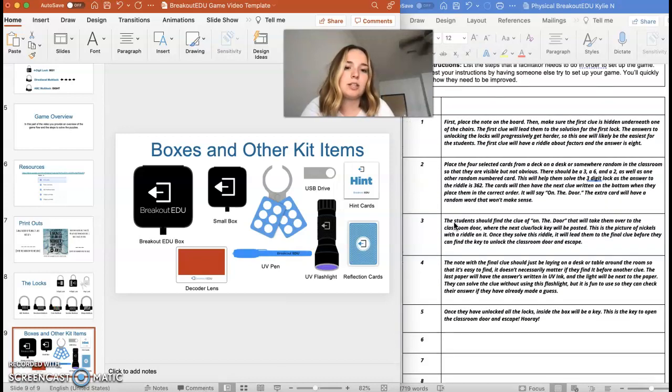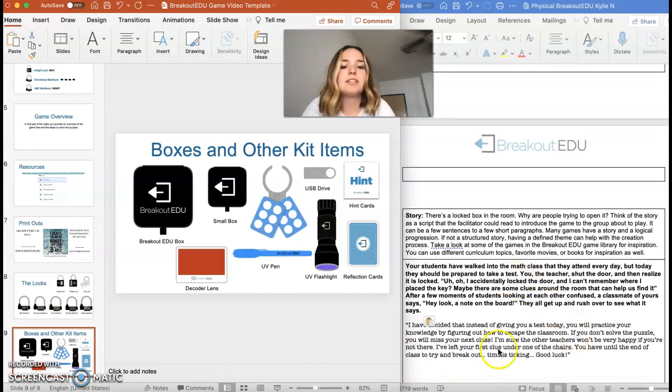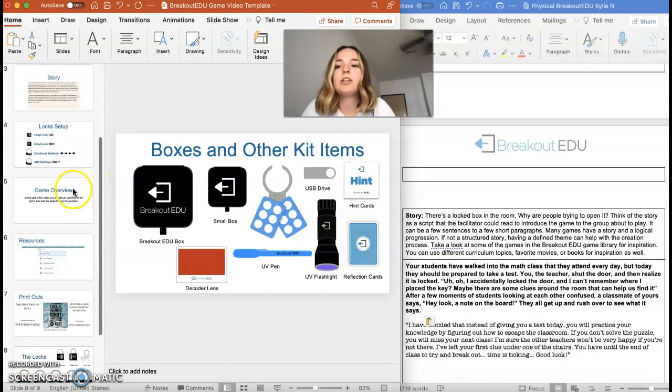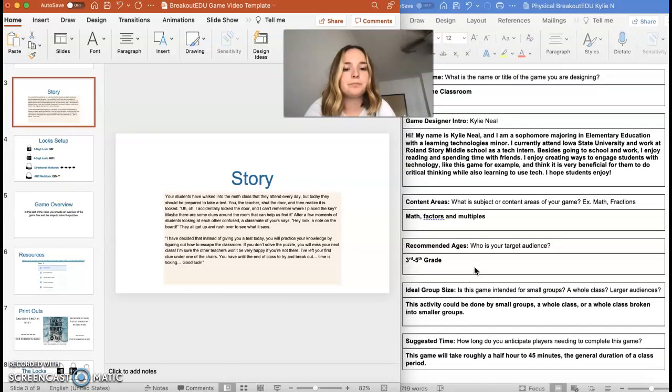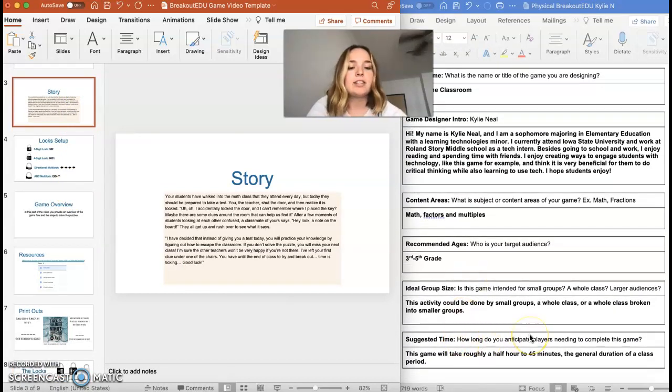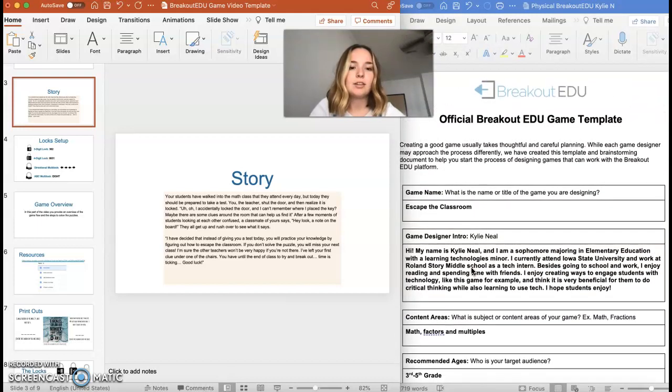So there's also step-by-step instructions for you. There's the answers. This is the same thing as I had on the slide over here, where the story is explained. And then this game will take about a half hour to 45 minutes, I would assume anyways, which is about the time of a regular subject in a class. So, yeah. That's my game. I hope it's fun for the students.